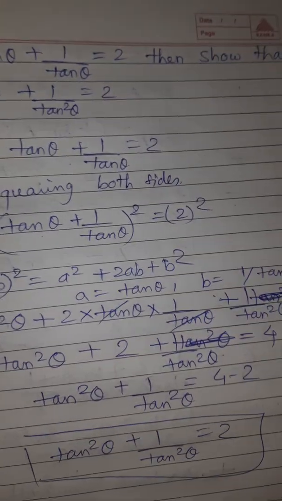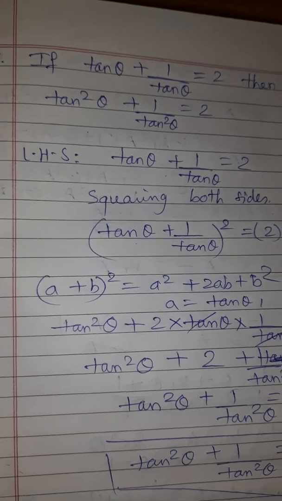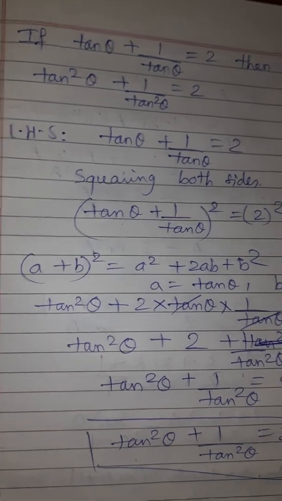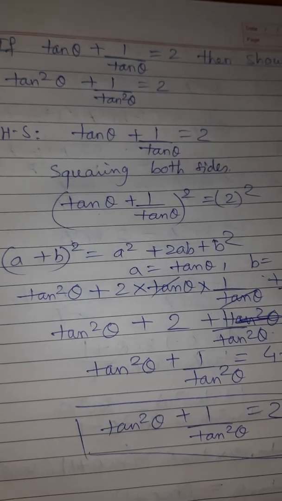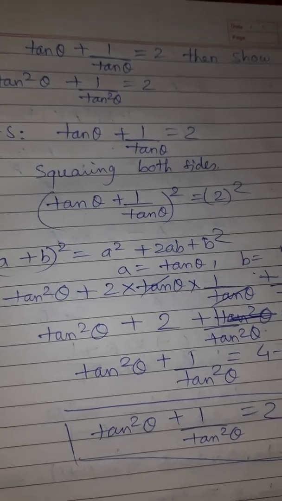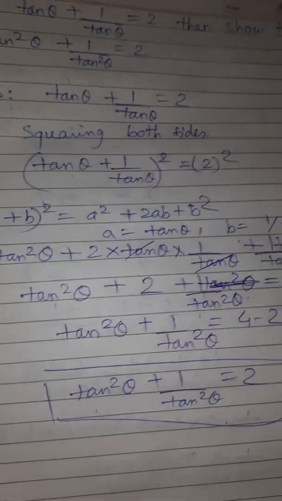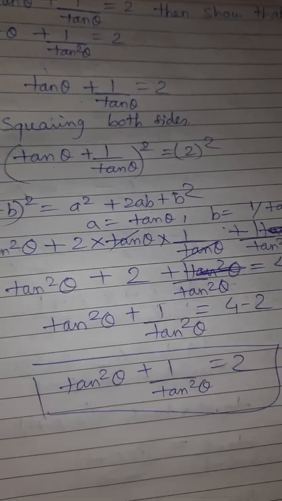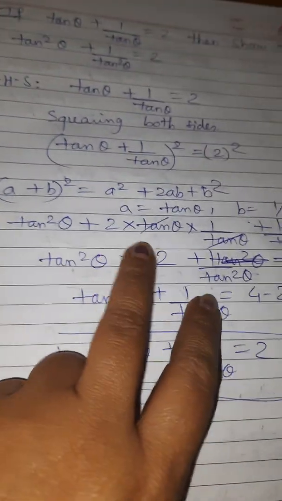Ninth problem. If tan theta plus 1 upon tan theta is equal to 2, then show that tan square theta plus 1 upon tan square theta is equal to 2. So tan theta plus 1 upon tan theta is equal to 2. Squaring both sides, we square both sides. So we apply the formula a plus b whole square, so a square plus 2ab plus b square. a is tan theta, b is 1 upon tan theta. When we apply this formula, we will get this term.